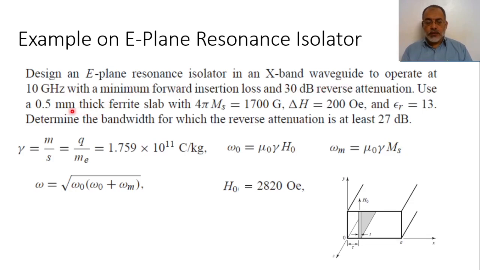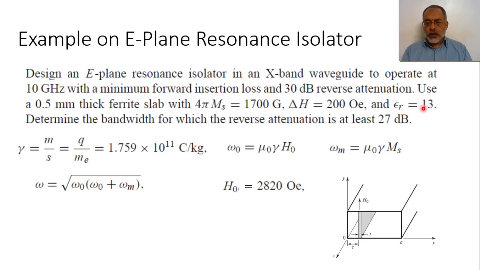Use the thickness of the ferrite as 0.5 millimeters. So the value of T is 0.5 millimeter, and the saturation magnetization 4πMs equals 1700 Gauss, and the line width of this ferrite material, delta H, is 200 oersted, and epsilon r, the permittivity of this ferrite material, equals 13.